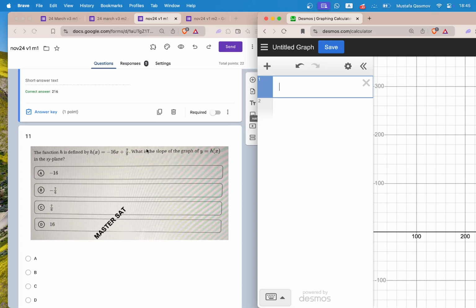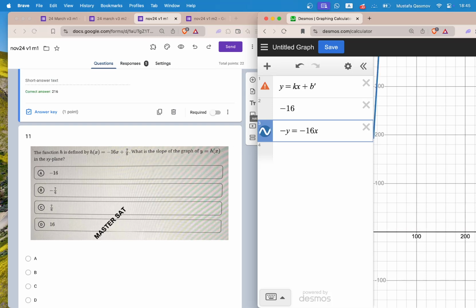Okay, let's continue. What's the slope of the graph? We know that when it is y equals kx plus b, the slope is k. So the answer will be negative 16. If it is like this, negative y equals negative 16x, then the slope will be positive 16. You have to isolate y. Then you can say the coefficient of x is the slope. So for that one it is 16, for this one it is negative 16. Also be careful here: if it's parallel the slope is the same, if it's perpendicular it will be 1 over 16. They are important.